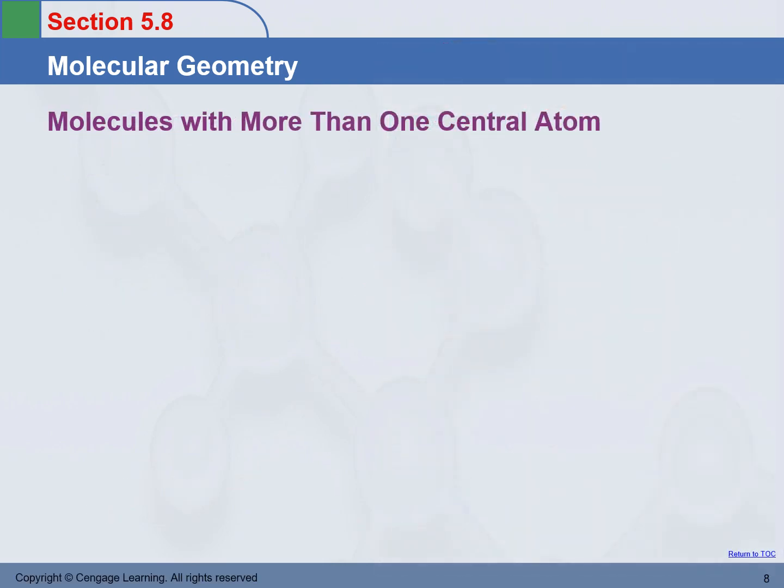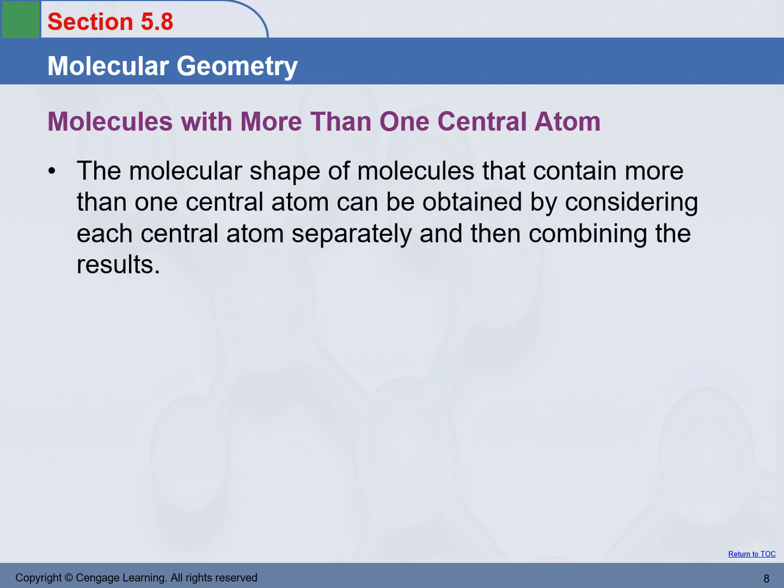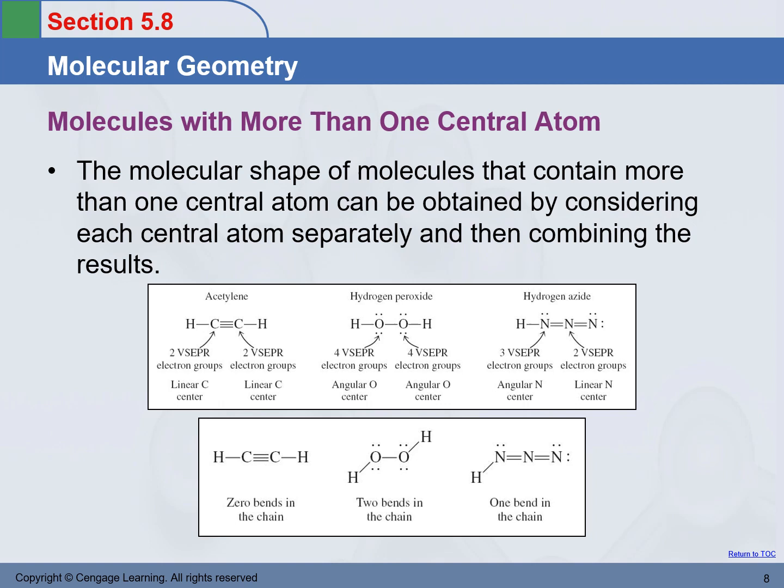Molecules with more than 1 central atom. We do not see this kind of molecule very often in this class, so let's quickly go through them. The molecular shape of molecules that contain more than one center atom can be obtained by considering each center atom separately and then combining them. So let's use these three molecules as examples.